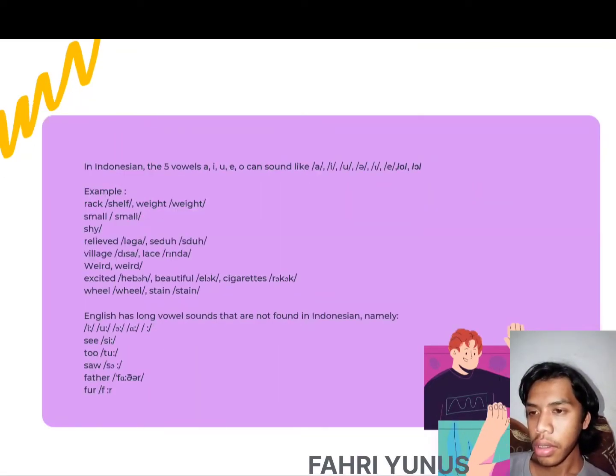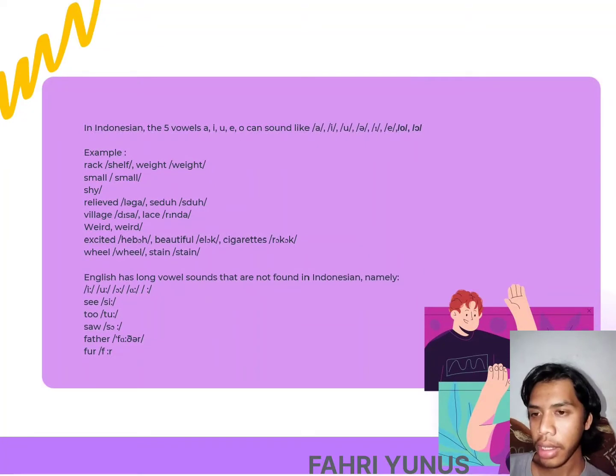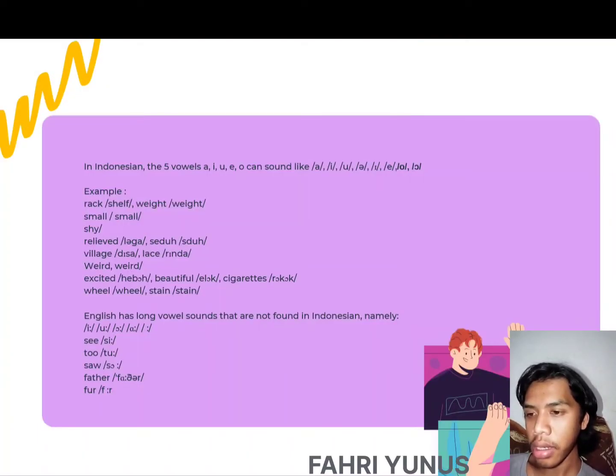In Indonesian, the five vowels A, I, U, E, O can sound like, for example: right, shape, wide, small, high, relieved, village, where, excited, will. English has long vowel sounds that are not normally found in Indonesian: she, to, saw, father, for.